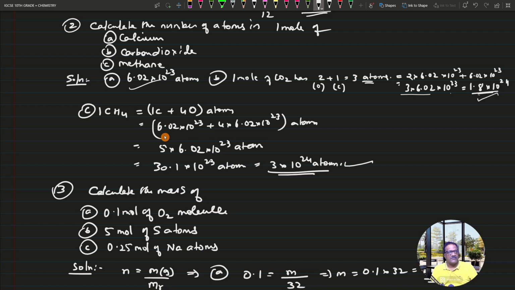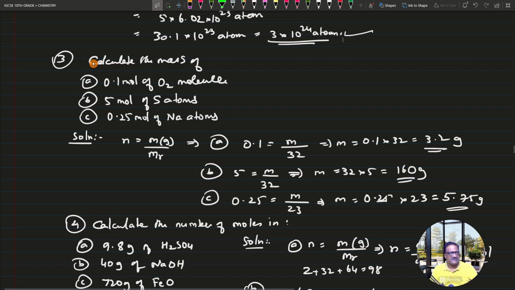So this is how you have to calculate the number of atoms in a given compound or an element. Next question is question number 3. Calculate the mass of 0.1 mole of oxygen molecule. Now you'll have to use this formula: n is equal to m upon Mr. n is the number of moles which is given as 0.1. So 0.1 is equal to m upon Mr. Oxygen is a diatomic molecule, so the Mr value of oxygen will be 16 plus 16, 32. So m will be equal to 0.1 times 32, which works out to 3.2, and you'll have to add gram because it's mass.